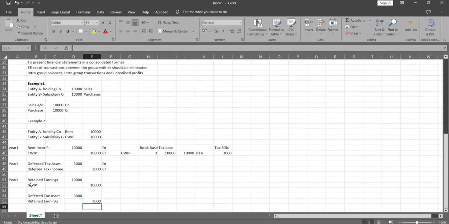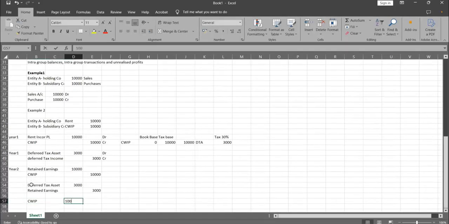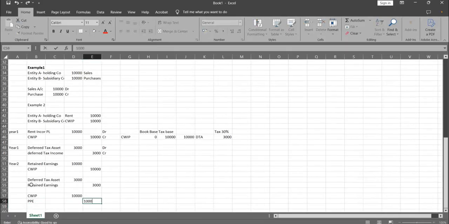This will be 3,000. Now what happened in year 2: entity B, which was under construction, became operational during year 2. So whatever adjustment we have posted in CWIP, we now have to transfer into PP. To do that, we will debit CWIP 10,000 and credit PP 10,000.